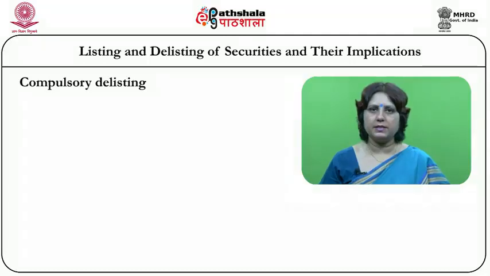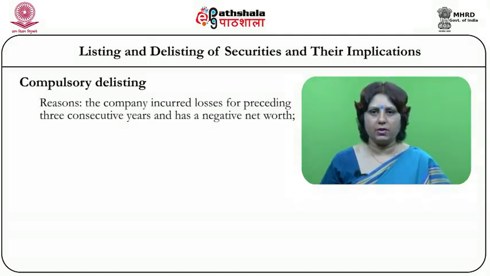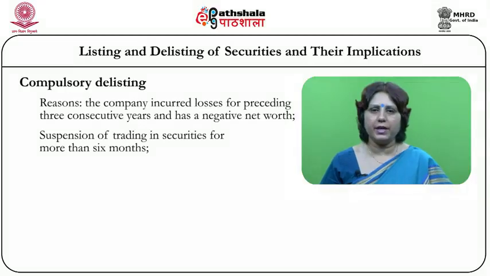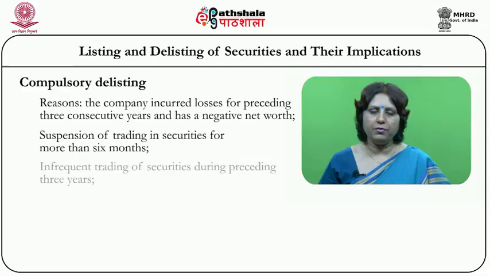Let us now understand what is compulsory delisting. Compulsory delisting is done by the stock exchanges. The reasons are given under the regulation. The first reason is that the company has incurred losses for the preceding 3 consecutive years and has a negative net worth. Second, there has been a suspension of trading in securities for more than 6 months. Third, there has been infrequent trading of securities during the preceding last 3 years.